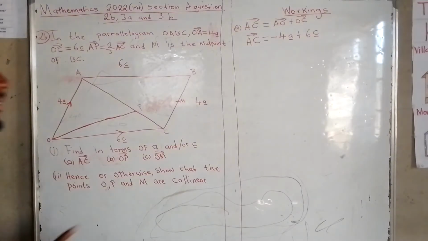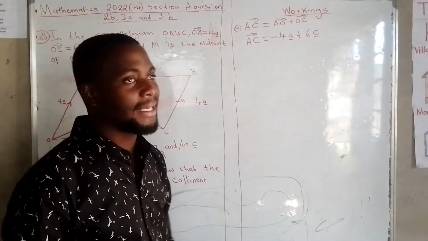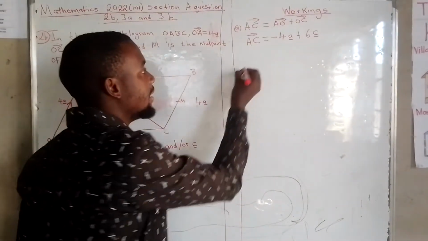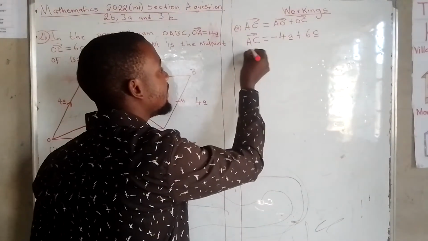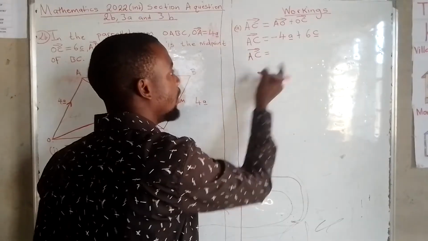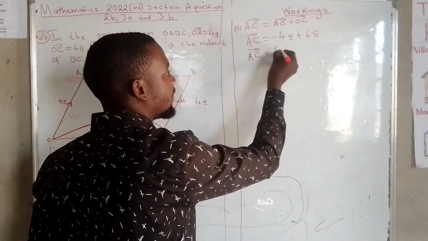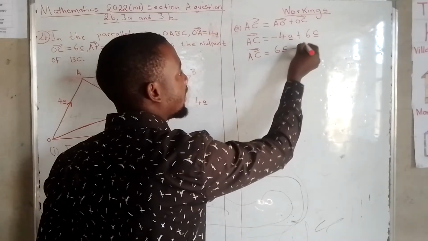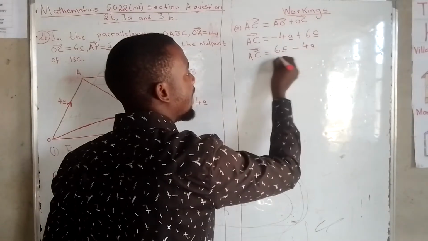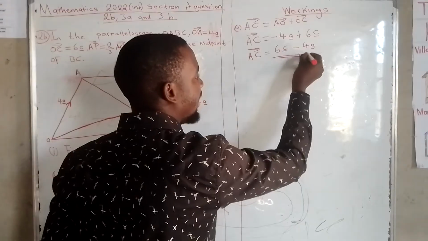So you just interchange, or you just simplify here, by saying AC is equal to, this comes inside, the other one goes that side. So it becomes 6 vector C, then negative 4 vector A. I've not changed anything there.